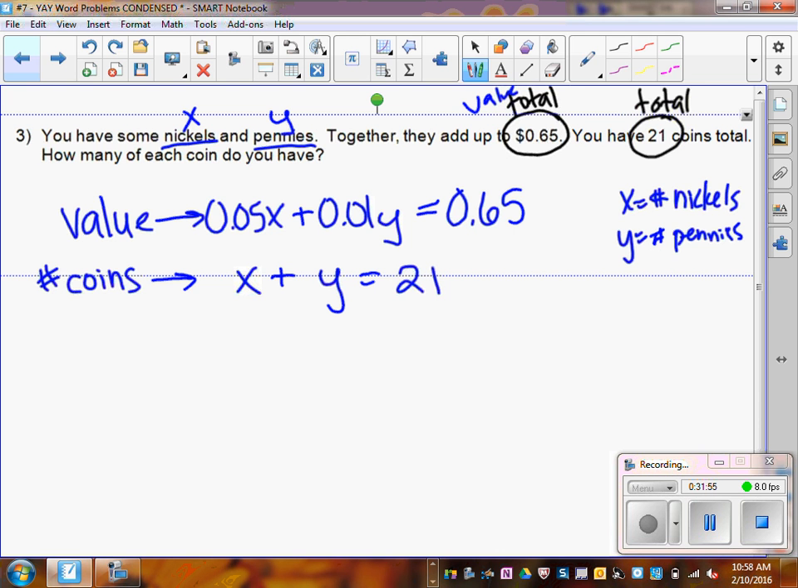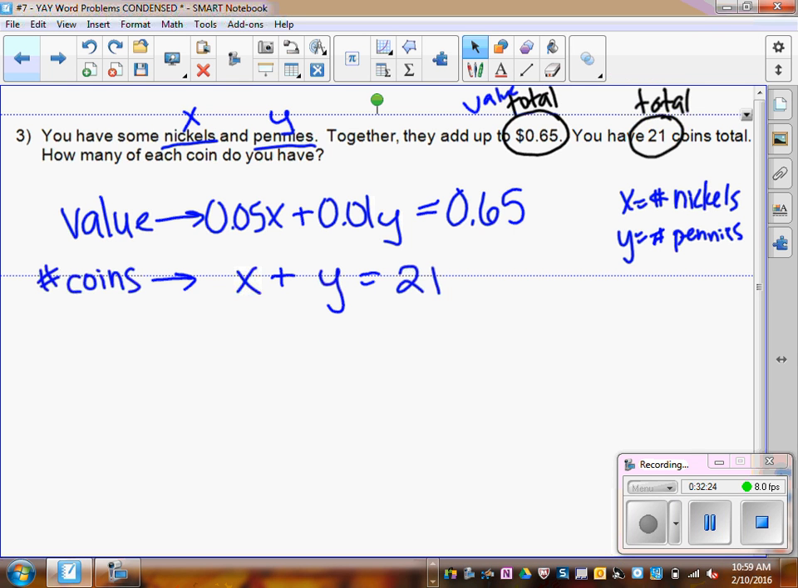Okay, so look, we have our two equations now. One equation is about the total value, the cost of it. The other equation is about the number of coins. Okay, so we can do either substitution or elimination. We could do elimination here and multiply by negative 0.05 to get my x's to be the same. Or we could do substitution and just solve for x or y. I personally, for these ones, prefer to do the substitution. So let's go ahead and do that. Do you want to get x by itself or y by itself? All right, let's get y by itself.